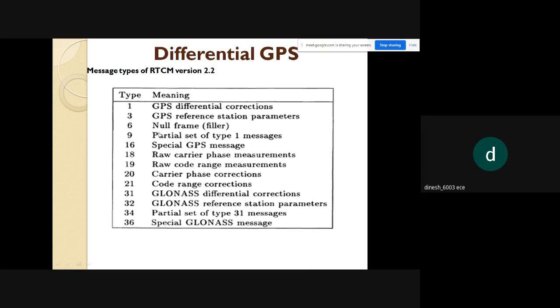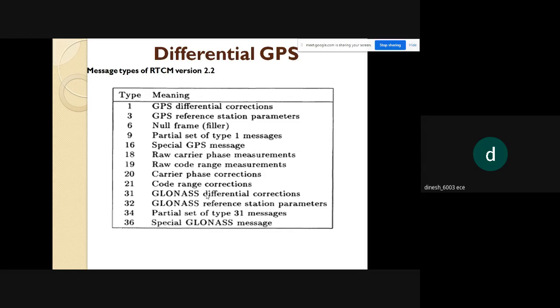In the 6, null frame filler. We don't have 9, partial set of type 1 messages. 16, special GPS message. 18, raw carrier phase measurements. 19, raw code range measurements. 20, carrier phase corrections. 21, code range corrections. All the information will be present in them.